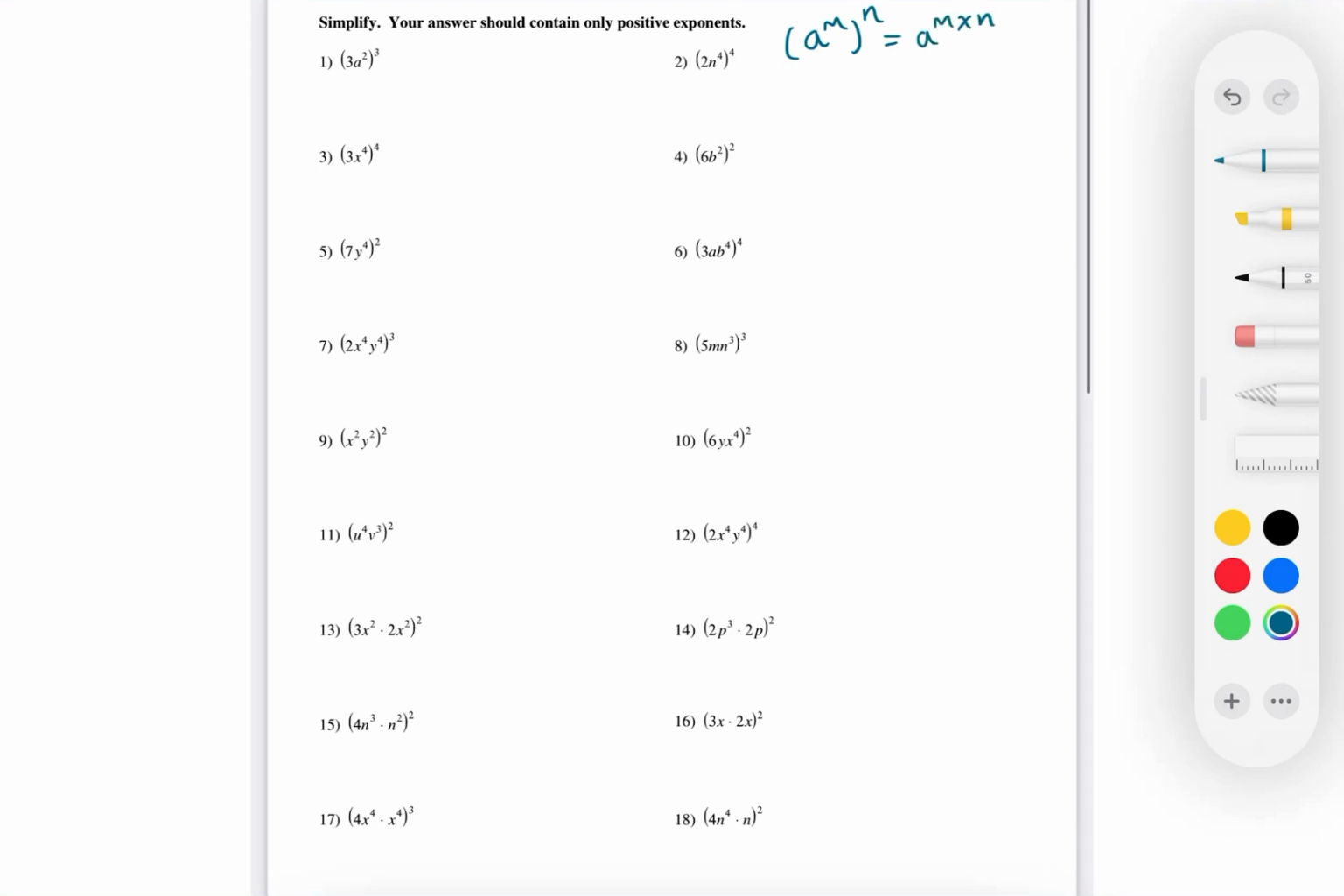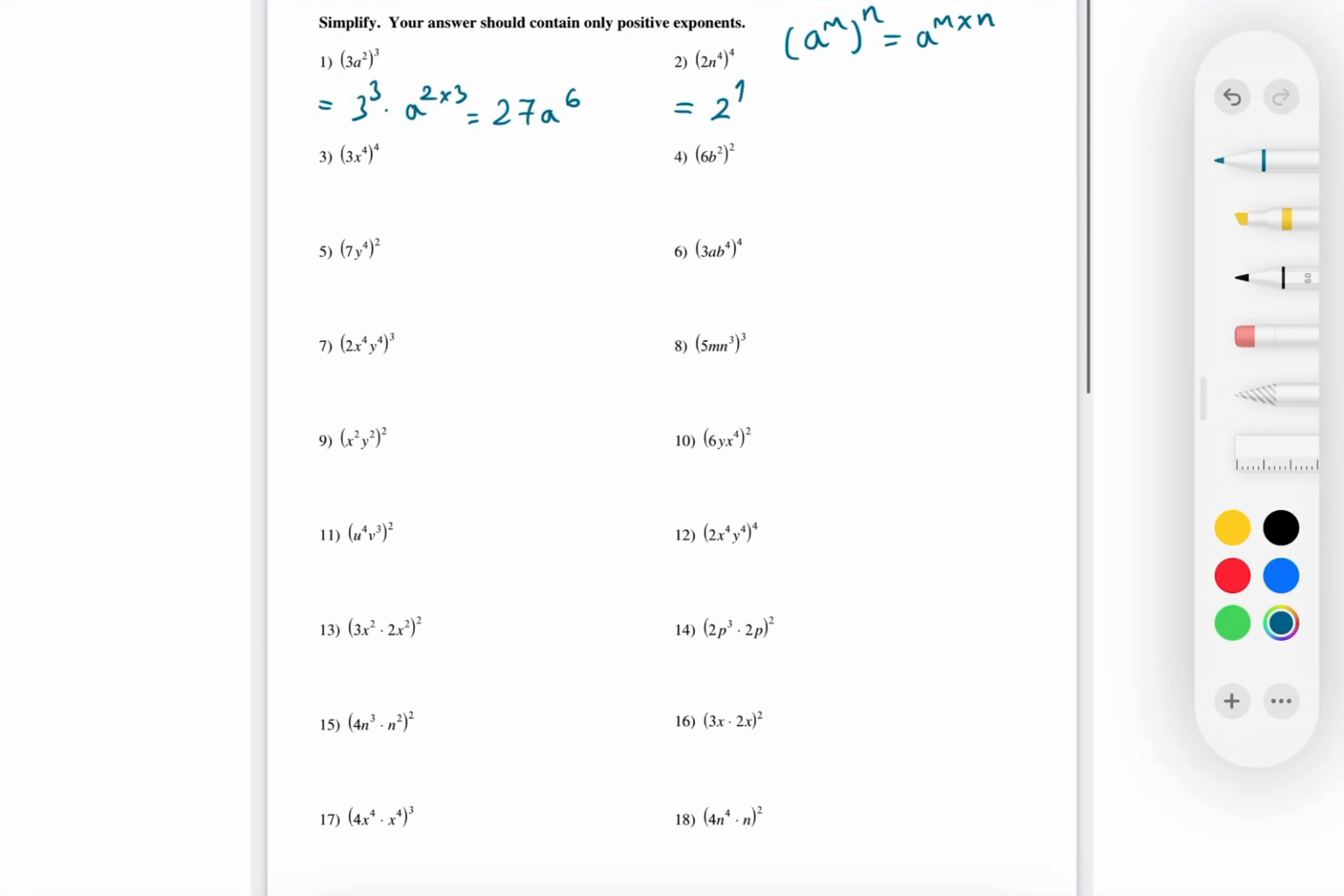So similarly over here, for example, for the first one, you're going to get 3 raised to the power of 3 times a raised to the power of 2 times 3. So you're going to get 3 to the power of 3, which is obviously 27, and then a raised to the power of 6, right? Because 2 times 3 is 6. And now take a look at the other one.